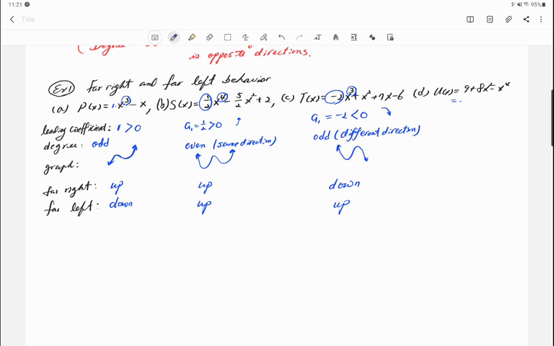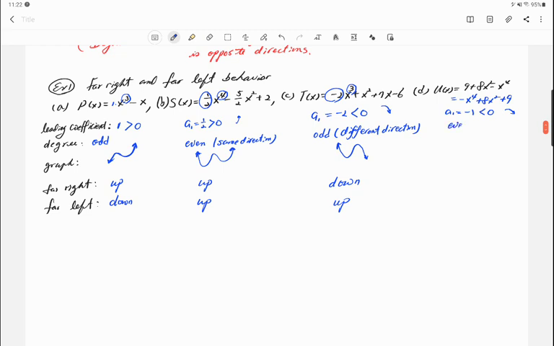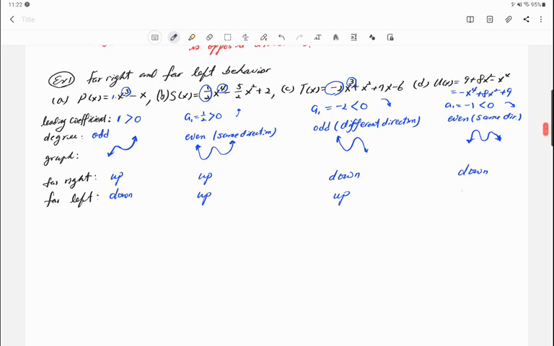Okay, the last one. We need to rewrite it in descending order by the degree. Then what is the leading coefficient? The leading coefficient is negative 1, which is less than 0. So the right end should go down. How about the degree? The degree is even, so same direction. So it looks like this. The right end is going down, and the far left is also down, the same direction.